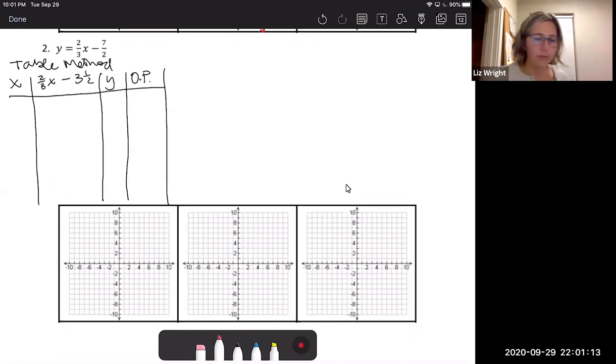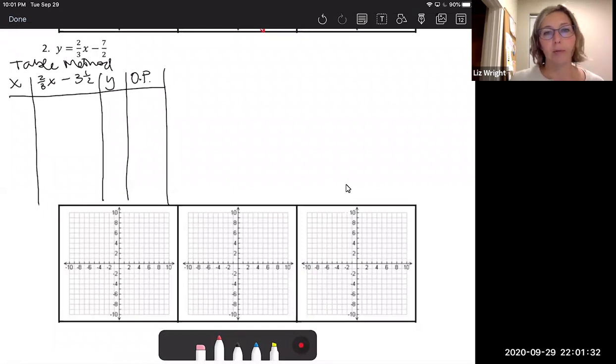All right. So look at our slope and figure out, what do you think would be a good strategic x to pick for this one? Like, what are some x's we could choose that's going to cause that denominator to cancel out? I'm hoping you're saying -3 and 0 and 3 because it's going to cause it to cancel out.